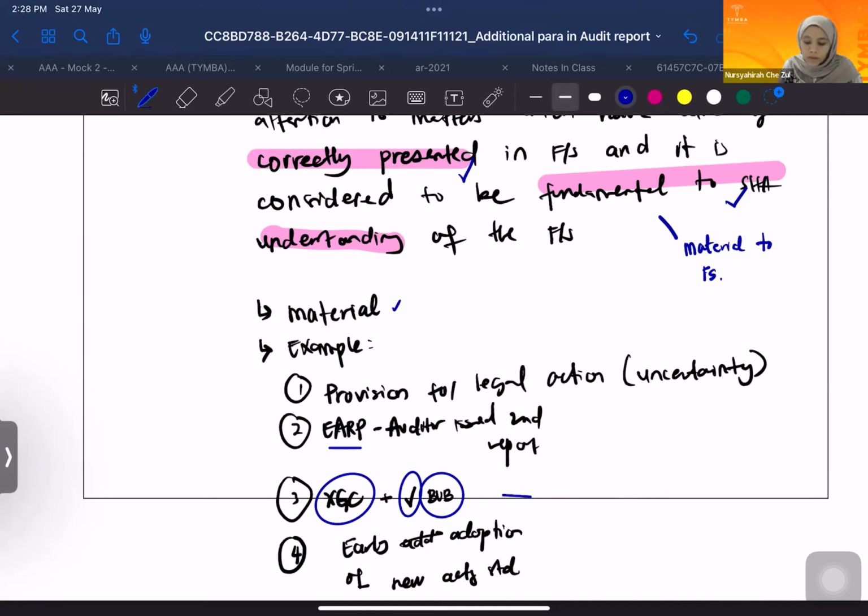So KAM and EOM are actually the same. The difference is how difficult it is to audit that account. When it is difficult, it will take a longer time to audit that account. Am I answering your confusion, Farzana?